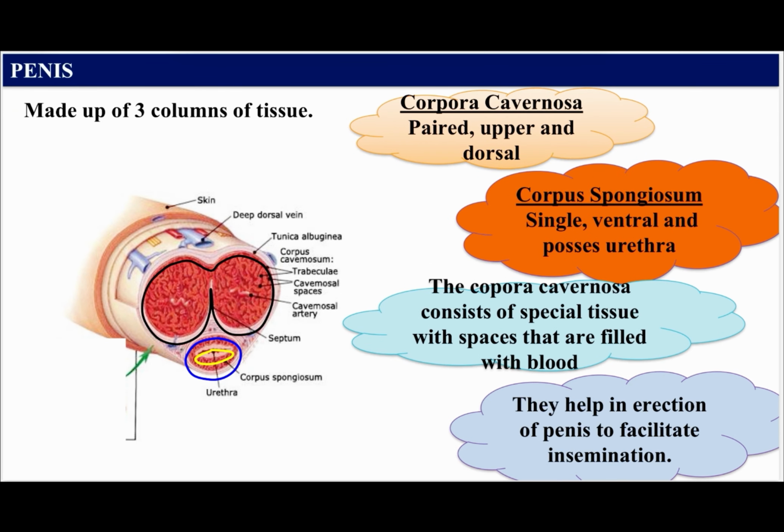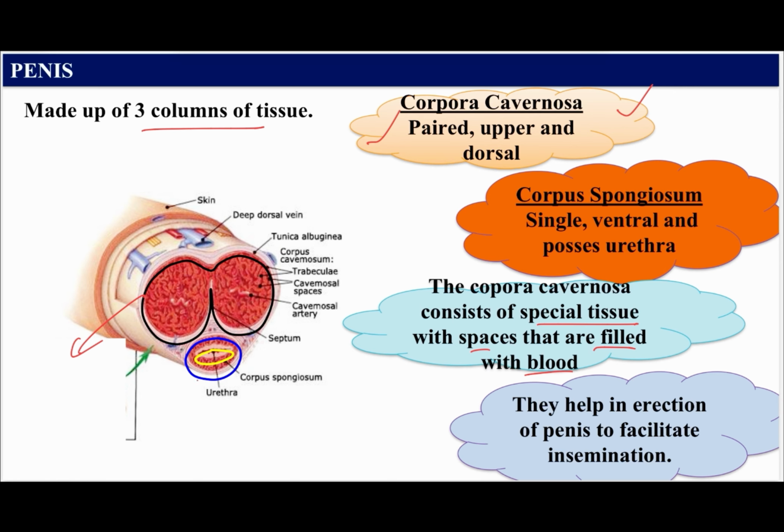Now, the penis has three columns of tissue. First is the corpora cavernosa. If you see this black color, the corpora cavernosa are paired, present on the upper side, the dorsal side. They consist of special tissue and have spaces that are filled with blood.